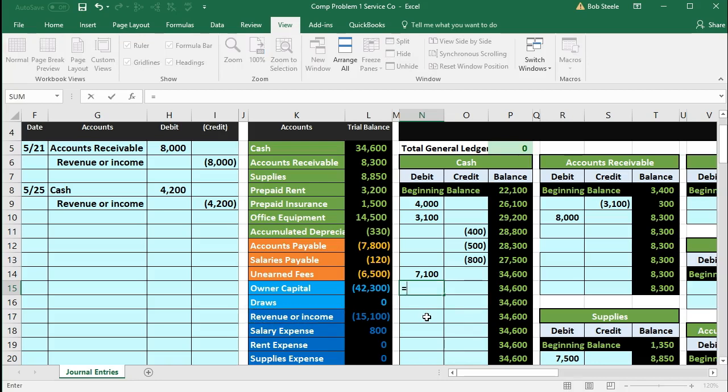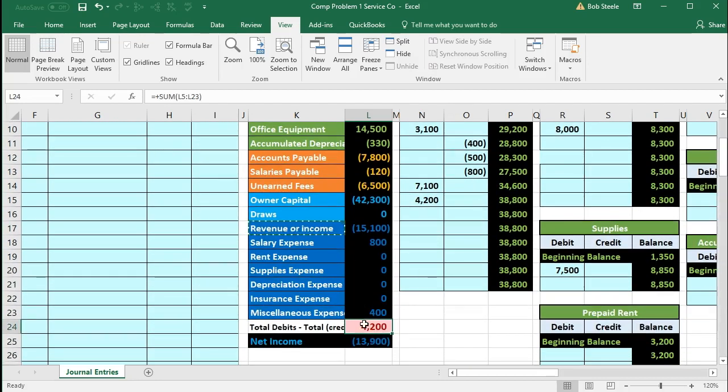That formula is equals and then point to that 4,200. That will then bring this balance up by 4,200 to 38,800. That amount being posted to the trial balance here and putting us out of balance there.